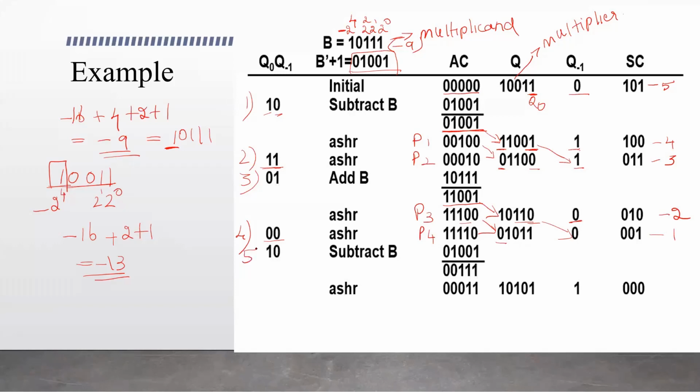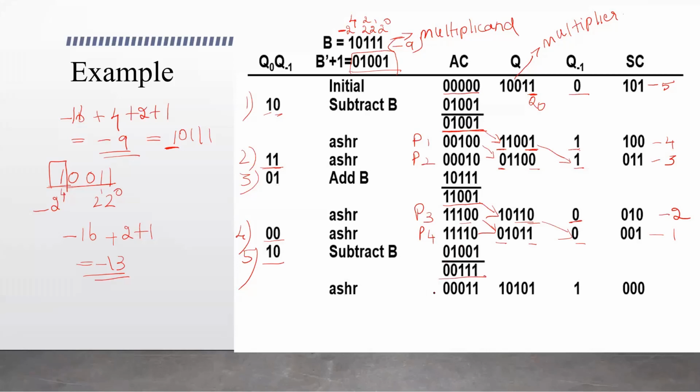Now the fifth step is again to check Q0 and Q1. Q0 is 1 and Q1 is 0, so it is 1, 0. Upon encountering 1, we subtract. So to subtract the multiplicand, we need to take the 2's complement and add. So this is the 2's complement. When you add, you get this number.